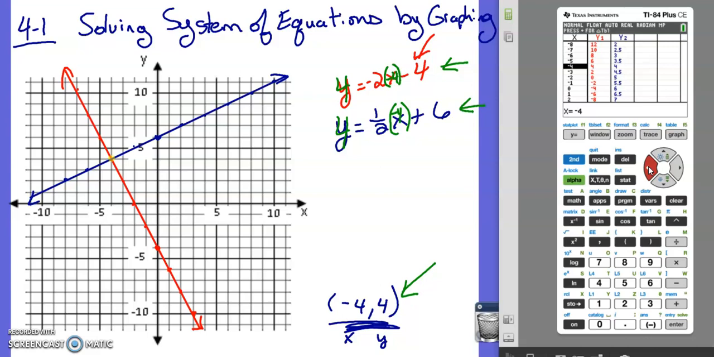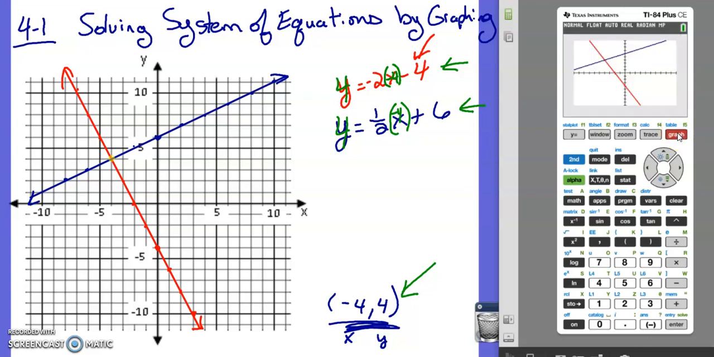The other way you could do it, there's actually a cool feature on your graphing calculator. If you go to second trace, you have the calculate option to come up, and you want to find the point of intersection, which is choice 5. You're trying to find the point of intersection. And so what you're going to do, you're going to move the cursor over to where you think it's going to cross at.